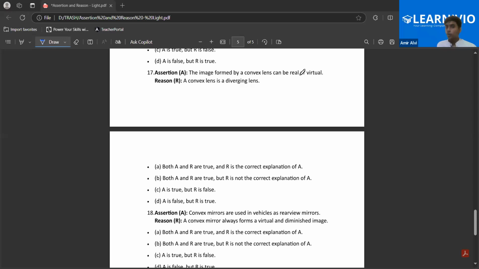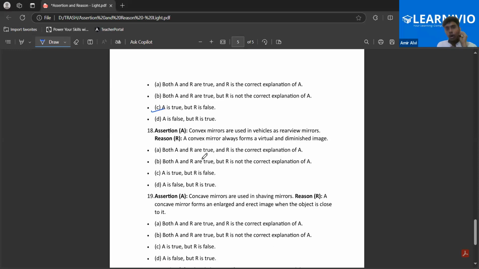Okay, so it could be virtual. Apart from that, all the images formed by a convex lens are real, right? The reason says a convex lens is a diverging lens. That is false. A convex lens is a converging lens. It converges the light rays to the focus. So that's why option C is correct. A is true, but R is false.